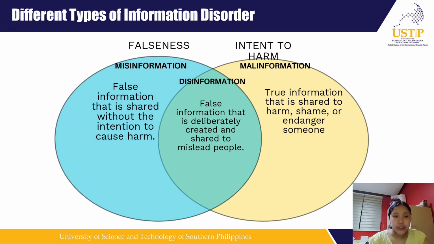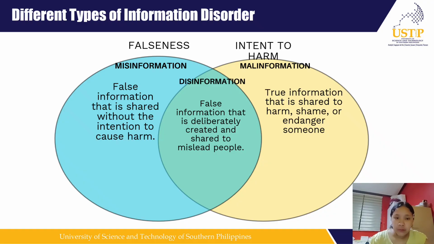So we have here different types of information disorder. There are three types of information disorder, which we will tackle using a Venn diagram. So we are going to use a Venn diagram to easily visualize the similarities and differences of the three types of information disorder. We have here in the left circle our first category, which is falseness, and in the right circle, our second category, the intent to harm.